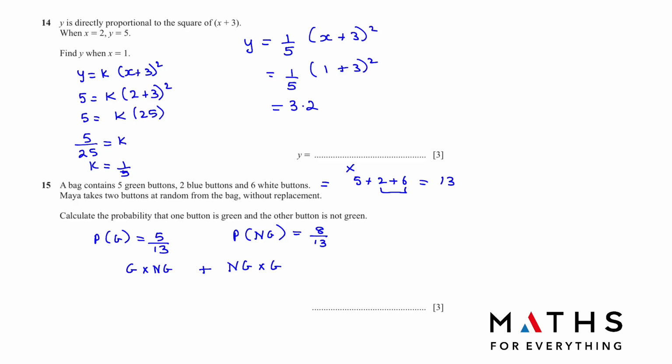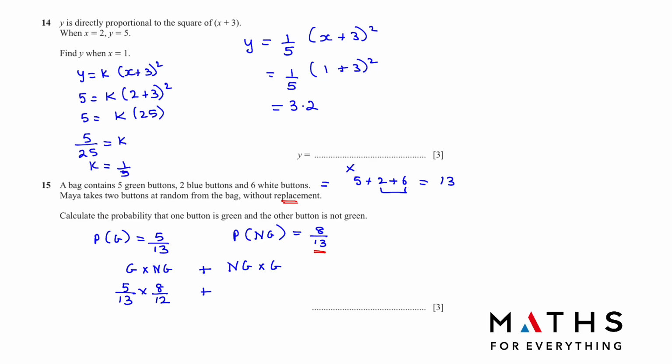When I write this, probability of green is 5 over 13. And probability of not green is 8 over 13. But this is without replacement. I took one button, I removed it. Now my total is not 13, it is 12. So I'm going to write 8 over 12 here.